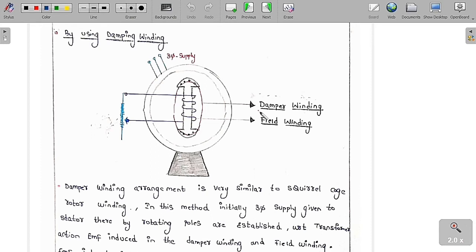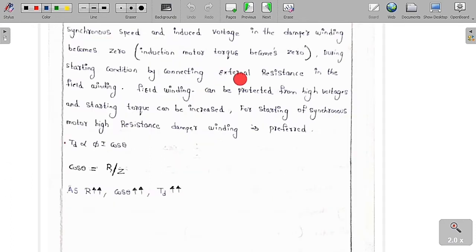So always this damper winding acts to make NR nearly equal to NS in every condition, whether load decreases or increases. This is the beauty of the damper winding. With the help of the damper winding, we can get the initial amount of starting torque from this motor. To protect the field winding from a huge amount of induced voltage, we have to keep the external resistance, as I have already told you. Therefore, the starting torque also can be increased. If you keep more resistance, we get more starting torque, because the starting torque is directly proportional to the starting resistance.